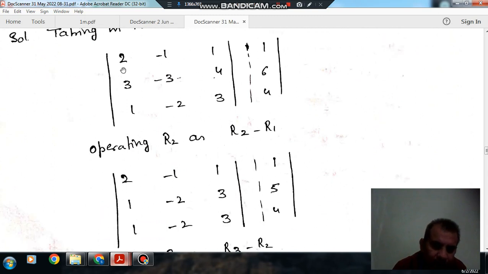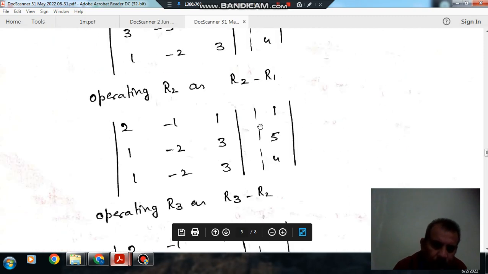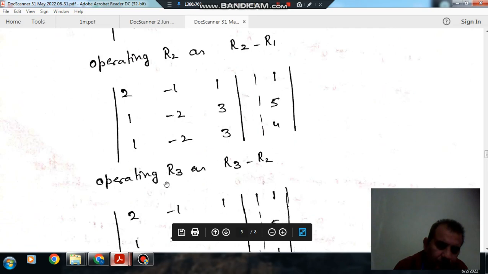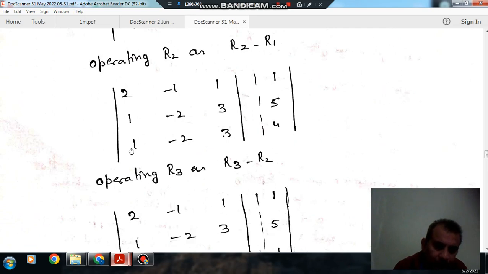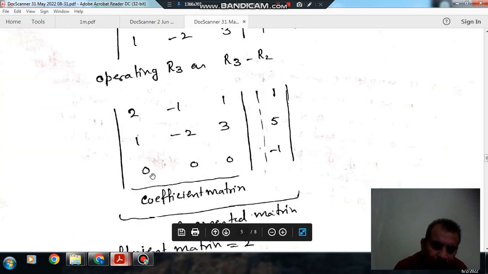So it will be 3 minus 2, 1, and minus 3 plus 1, minus 2, and 4 minus 1, that is 3, and this is your 6 minus 1, 1. Now performing the second operation on R3, taking R3 minus R2: 1 minus 1 is 0, minus 2 plus 2 will be 0, 3 minus 3 will be 0, 4 minus 5 is your minus 1. So now we can see that this is your 0 0 0 and this is your minus 1.